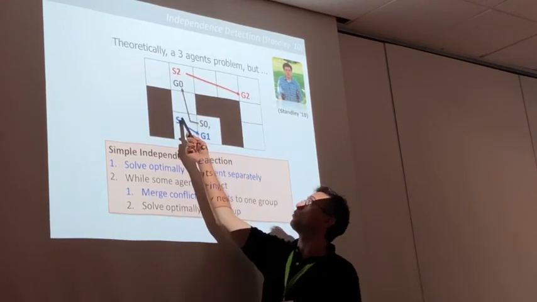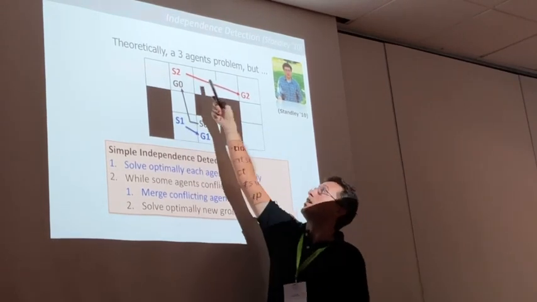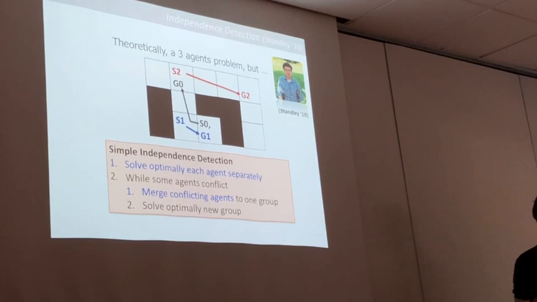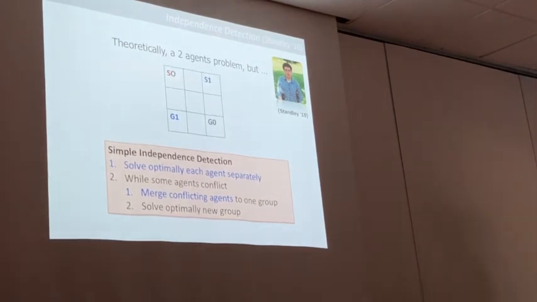So, for example, S1 moves all the way here, and then it moves all the way there, and S2's solution would not conflict with it, and then we'll have a complete solution for both agents. And the nice thing about this algorithm is that it's probably optimal. So the output is something that's complete and optimal and exponentially faster.